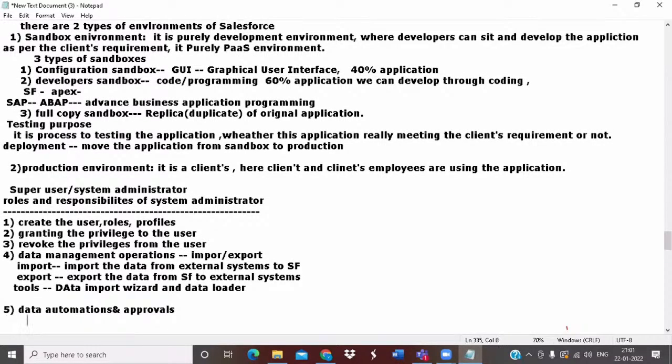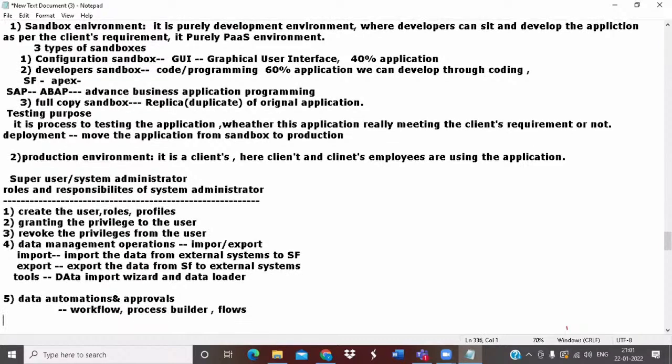Then after that, data automation and approvals. Automations means automatically performing some operations by using some tools like what? Workflows, Process Builder, Flows, and also we have the Approval Process.